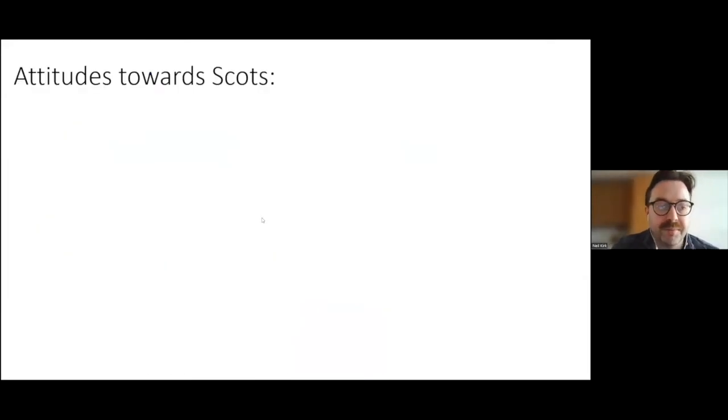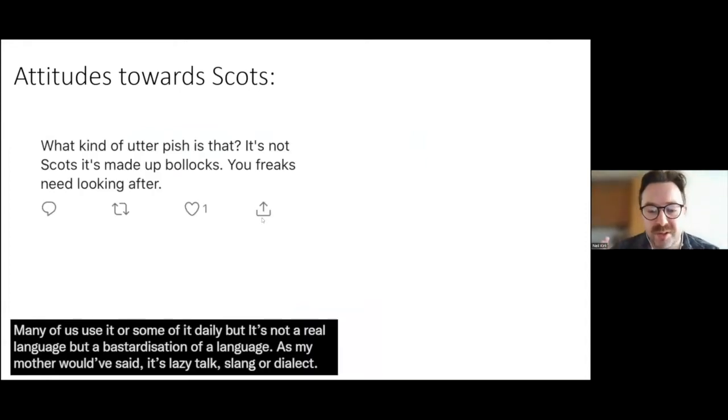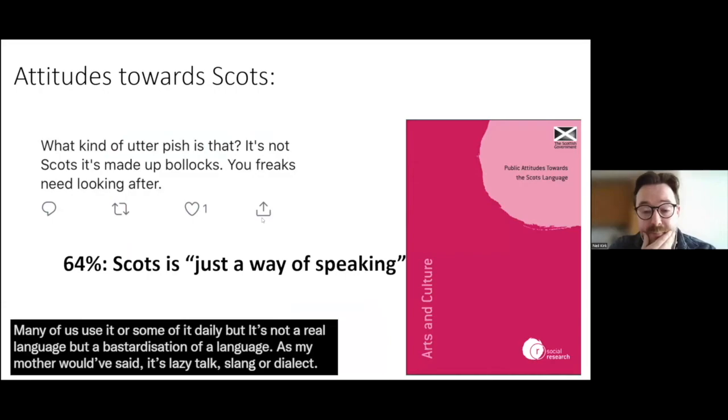And why do they do that? Well, Scots is a sort of stigmatized variety. It's often considered quite low status. I'm just throwing up a couple of examples of tweets in response to somebody who was speaking Scots, so you can see people are not very favorable towards it sometimes. And even speakers themselves don't necessarily regard it as a different language. In this government report from a few years back, 64% of respondents said that they didn't think of Scots as a language, it was just a way of speaking. And in a sense, we can think of it more like a register. You know, it's kind of like a formal or informal way of talking. In this sense, more of an informal way of talking.